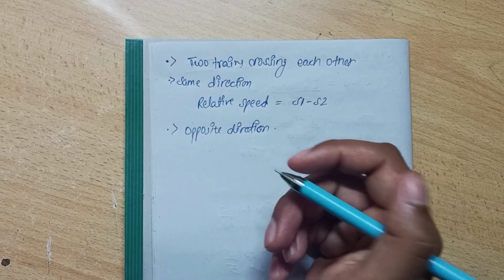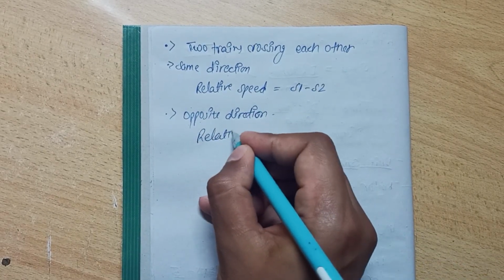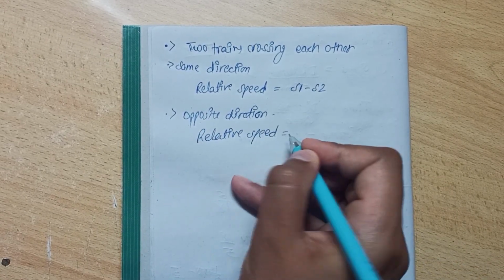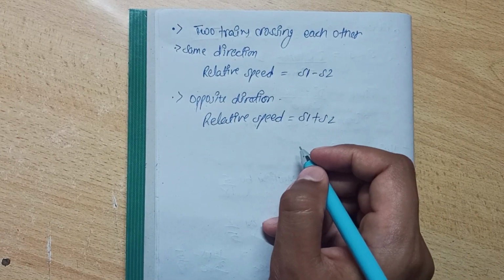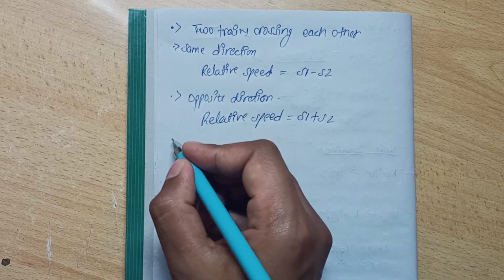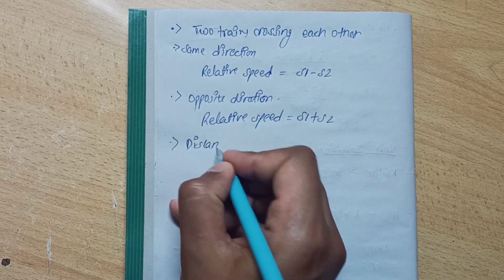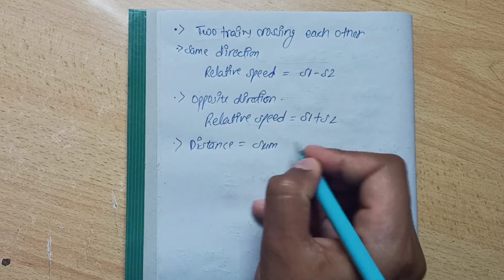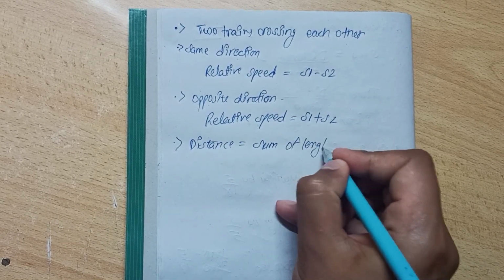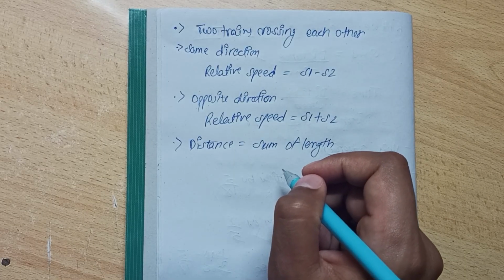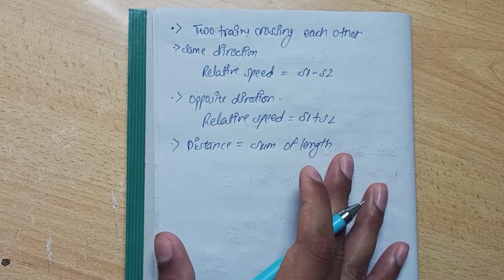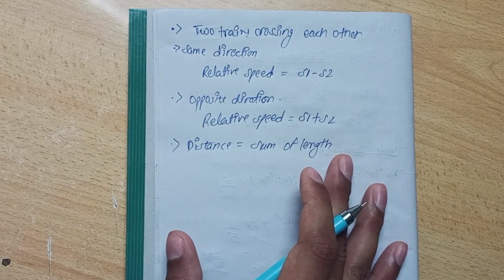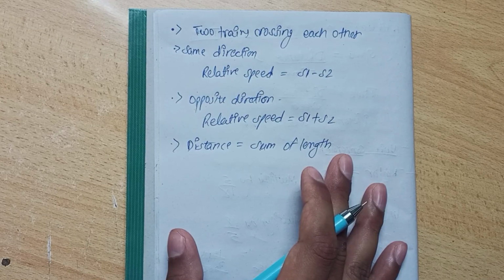If both the trains are coming from opposite directions, then the relative speed becomes s1 plus s2, where s1 represents the speed of train 1 and s2 represents the speed of train 2. And the distance, we know that in both the cases, distance is equal to the sum of the length of both the trains. Add both the lengths, and that is the distance of the train. And these are some basics to solve the problems related to speed, distance and time for train-related problems. Today we will go through some basic problems regarding trains.